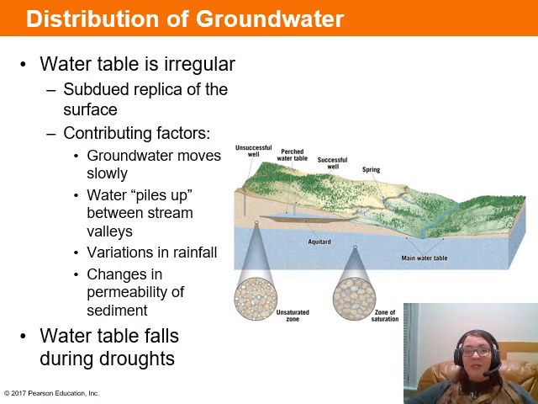But we also can see that our water table can fall. It can get lower if we have a drought. So if it just doesn't rain for months on end, that water is not going to be able to infiltrate into the ground, and therefore the amount of water is slowly going to go down as well.